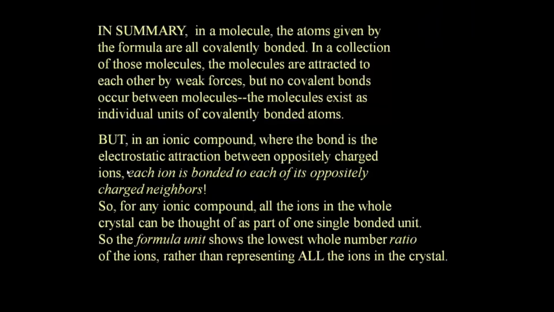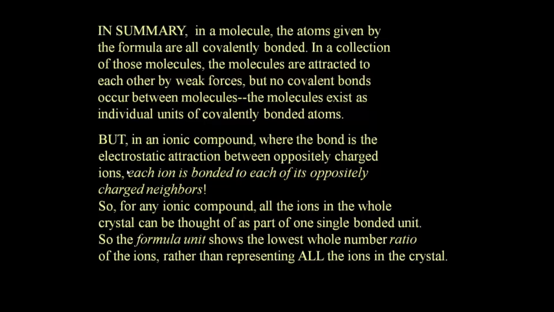In summary, in a molecule, the atoms given by the formula are all covalently bonded. In a collection of those molecules, they are attracted to each other by weak forces, but no covalent bonds occur between the molecules. The molecules exist as individual units of covalently bonded atoms. But in an ionic compound, where the bond is the electrostatic attraction between oppositely charged ions, each ion is bonded to each of its oppositely charged neighbors.